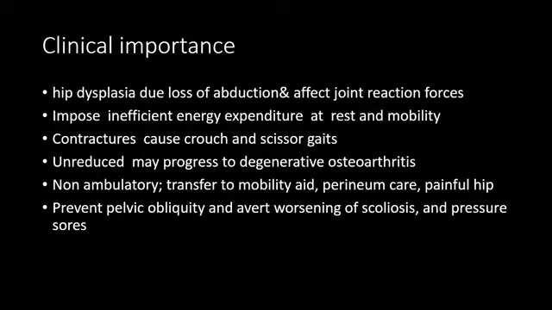Non-ambulatory children have difficulty in transfer on their mobility aids, that's the wheelchairs, as well as perineal care being a problem, and pain. Many a time, mothers bring their children because of poor abduction and hence poor perineal care, as well as pain. Pelvic obliquity is complicated because of the imbalanced muscles. This, of course, will lead to scoliosis also worsening.